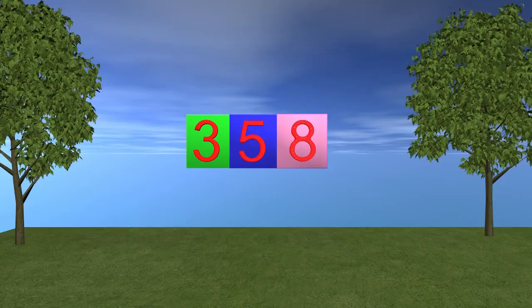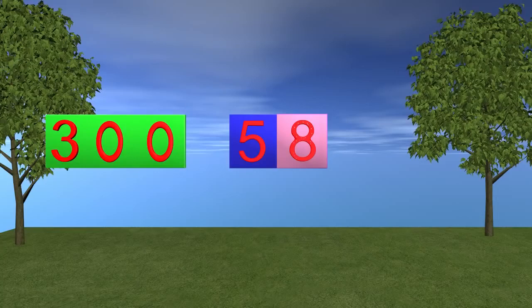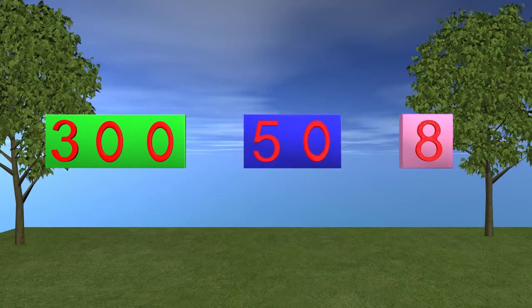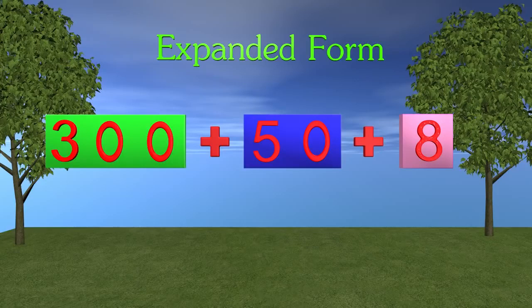If we were asked to put this number in expanded form, the first thing we need to know is how much each of these digits is worth. The 3 in this number is in the hundreds place, so the 3 is worth 300. Now we have the 5. The 5 in this number is worth 50 because it is in the tens place. The 8 in this number is only worth 8 because it is in the ones place. So if we were to write the number 358 in expanded form, we would have 300 plus 50 plus 8.